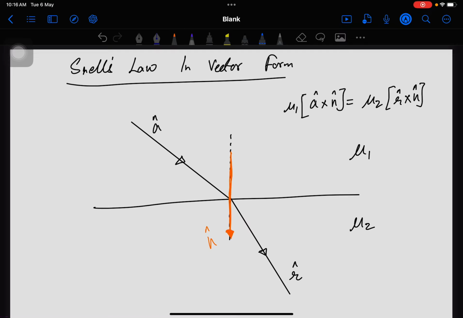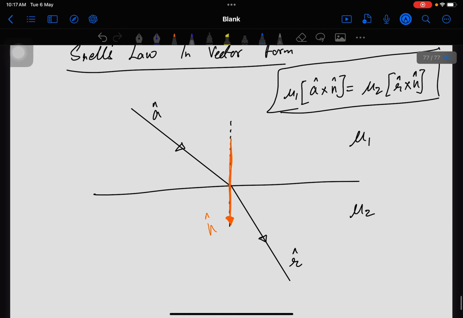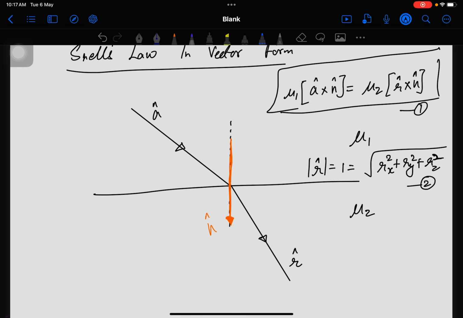Now on solving this, what are we going to get? We will be getting two values of the coefficients of r cap. The other property that we'll use for the unit vector is that its magnitude is equal to 1, which is equal to root of rx square plus ry square plus rz square. On making use of these two equations, we will arrive at the refracted unit vector.